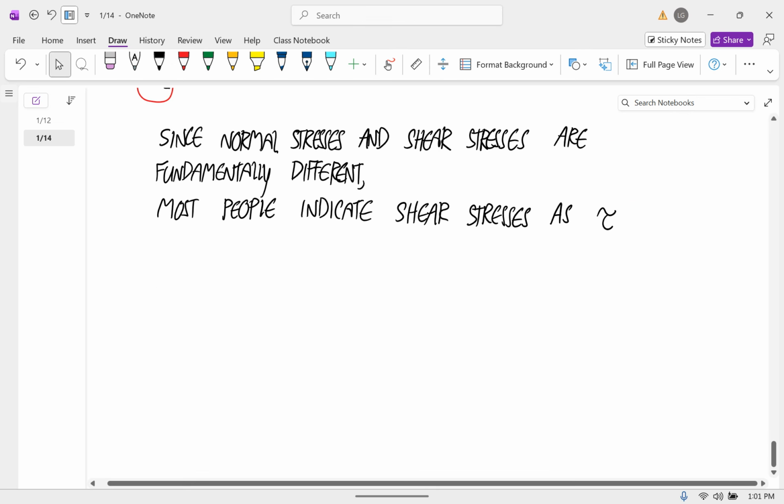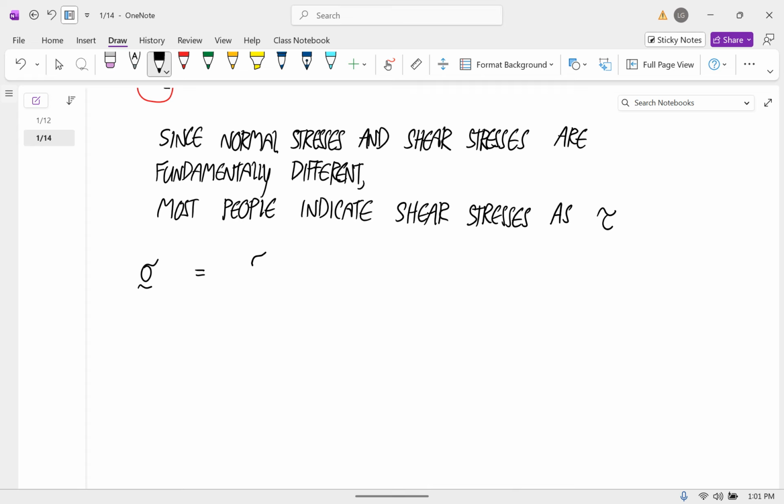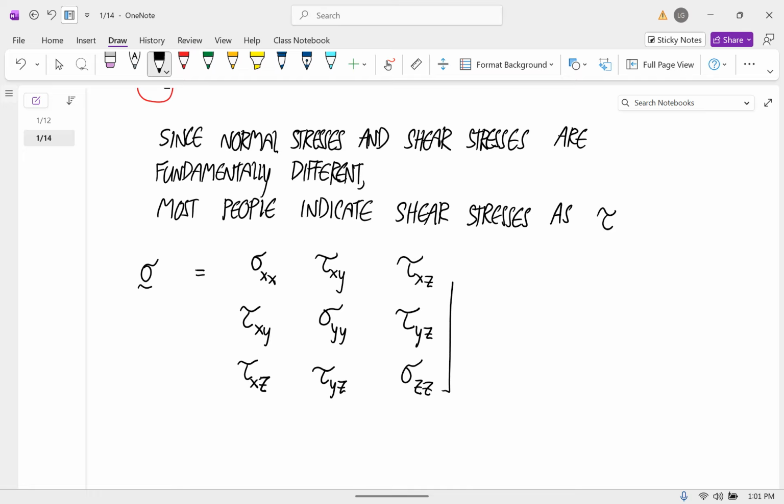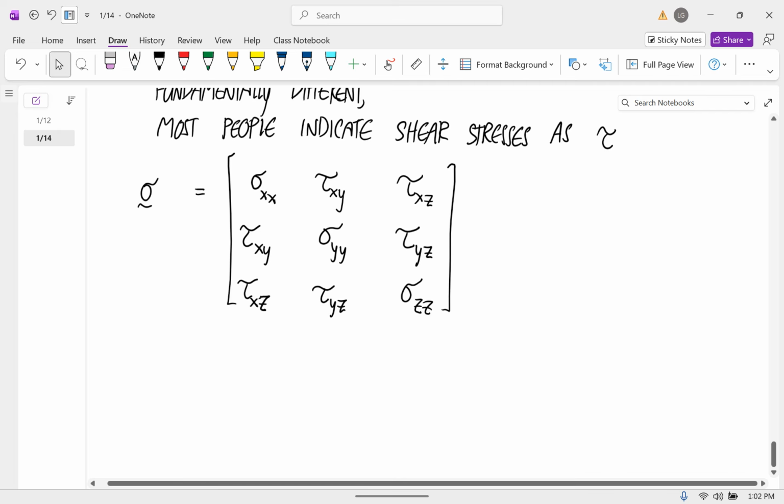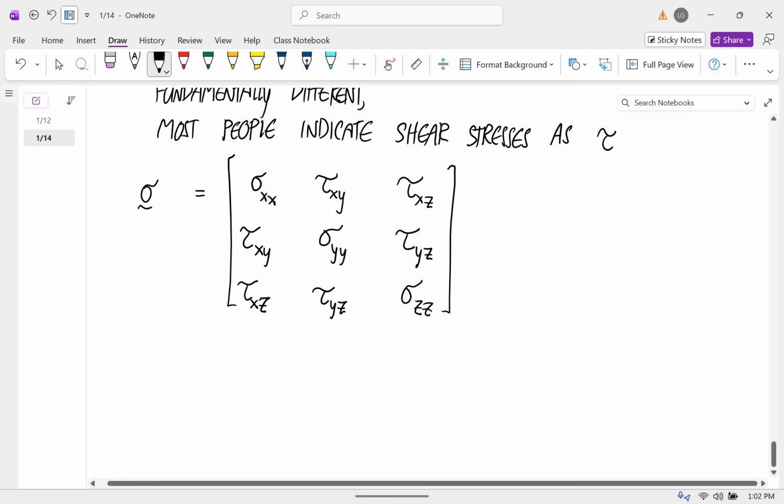And so that stress tensor that I'll write like this, sigma with an undersquiggle saying it's a matrix, will in this class be represented as sigma xx, tau xy, tau xz, tau xy, sigma yy, tau yz, tau xz, tau yz, and sigma zz. So this is the stress tensor.